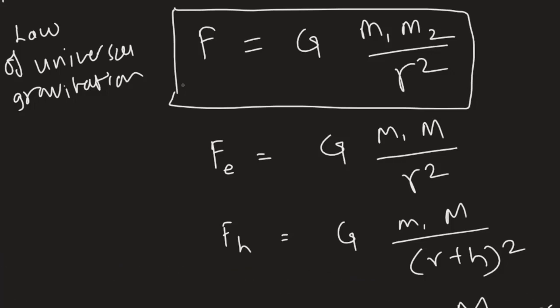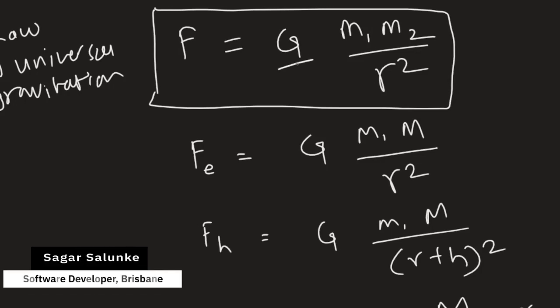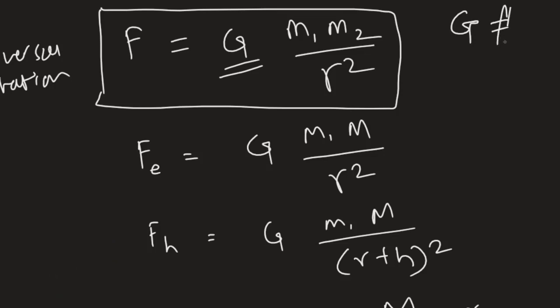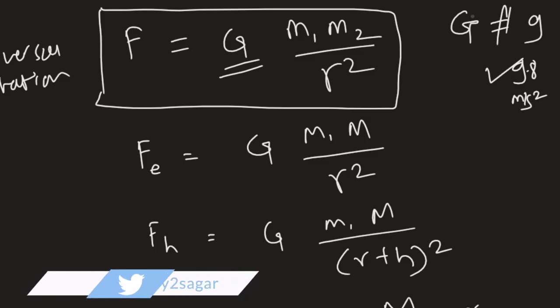What this law is talking about is that the force between two masses, m1 and m2, which are separated by the distance r, is given by this formula. F is equal to G, which is the gravitational constant. Remember that this G is not equal to small g, which stands for 9.8 meters per second squared, the gravitational acceleration. So this capital G is a gravitational constant, which is something different from the small g.